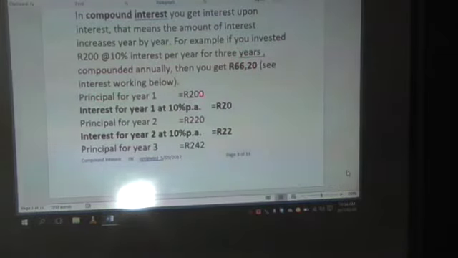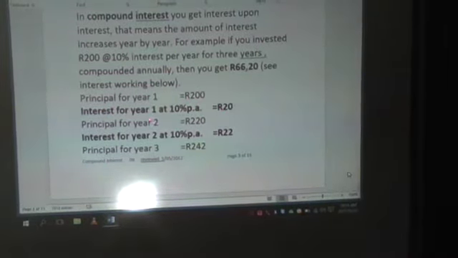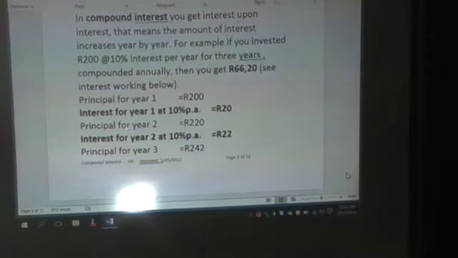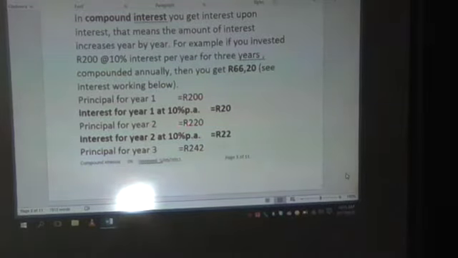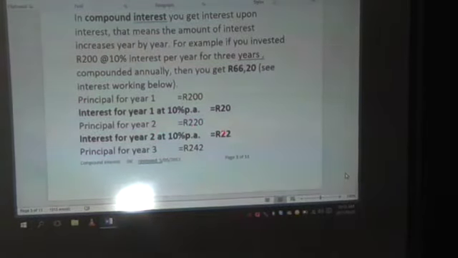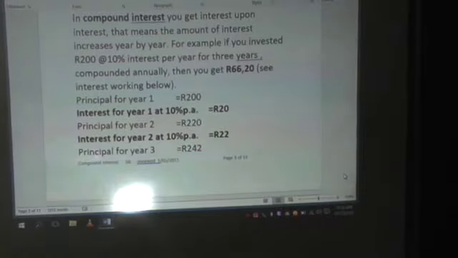The principal for the first year is 200. Use your calculator and calculate 10% of 200, you get 20. So at the end of year 1, the amount in the bank is 220. That becomes the principal for year 2. So in year 2, you calculate 10% of 220, which is 22 rand. So at the end of year 2, you will have 242 rand, which becomes the principal for year 3.